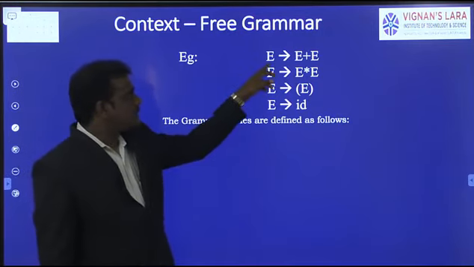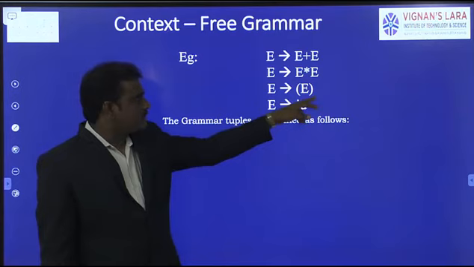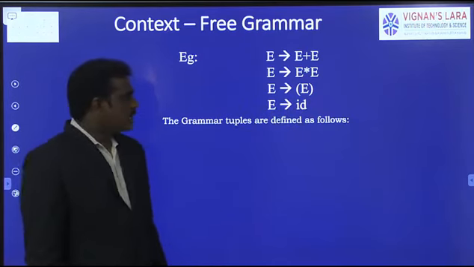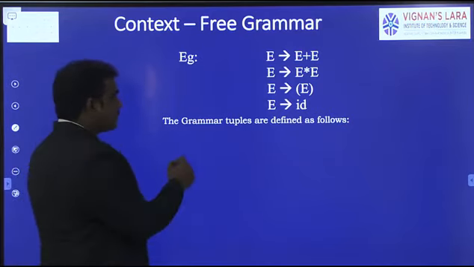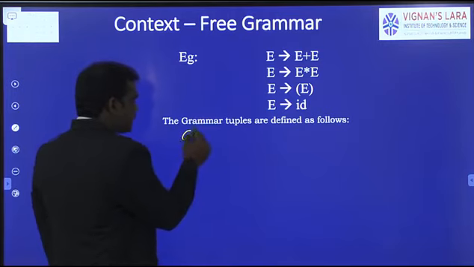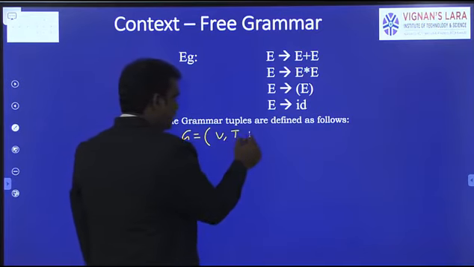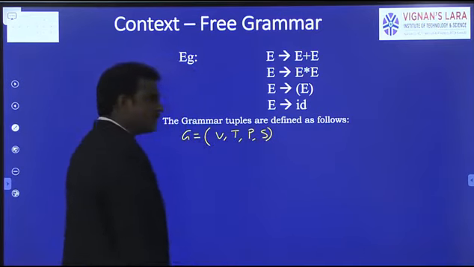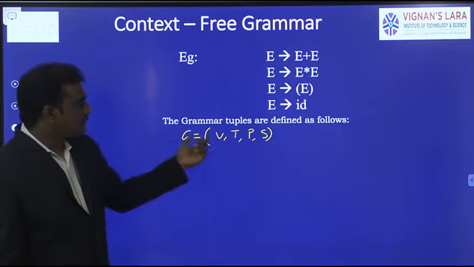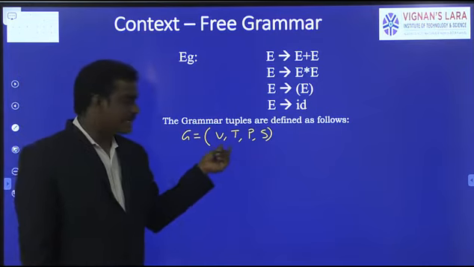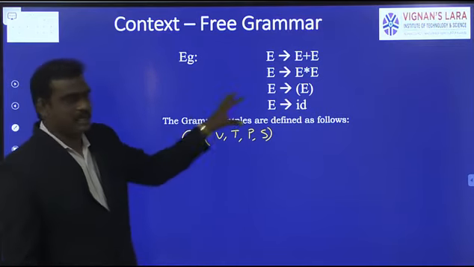So this is one example. Here the productions are E to E plus E, E to E star E, E to open parenthesis E close parenthesis, and E to id. Now write the context-free grammar tuples. Suppose the grammar is G equal to (V, T, P, S). We have a total of 4 tuples. Now we have to write what the variables are, what the terminals are, what the productions are, and what the starting symbol of the grammar is.